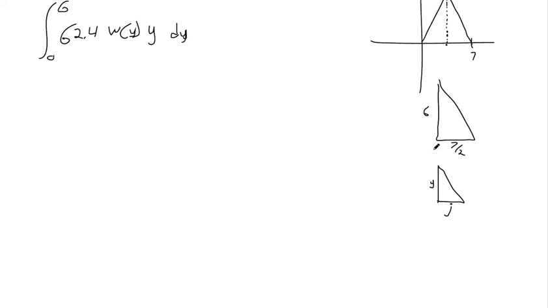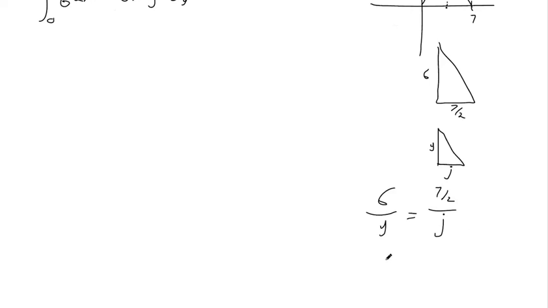Let's see, how do we relate these two? I'll take the bigger triangle side, this vertical side, divided by the smaller corresponding side. That should be equal to the bigger triangle side divided by its corresponding side. Then we could simplify the right side a little bit: 7 over 2 divided by j is the same thing as 7 over 2 times 1 over j, so that's 7 over 2j.